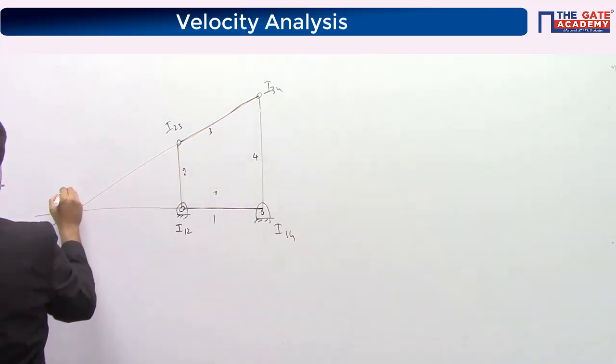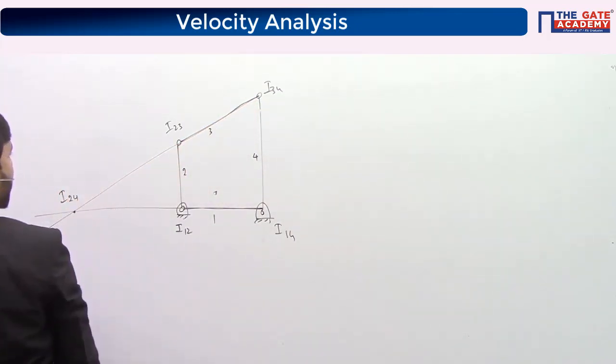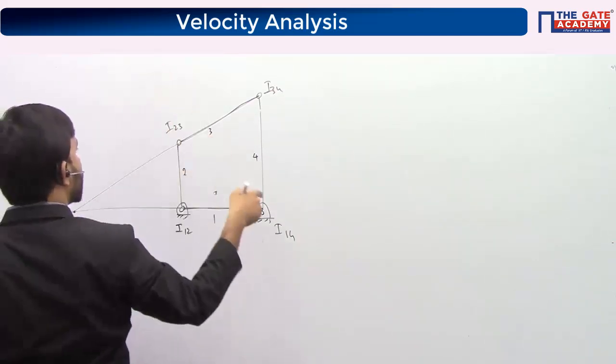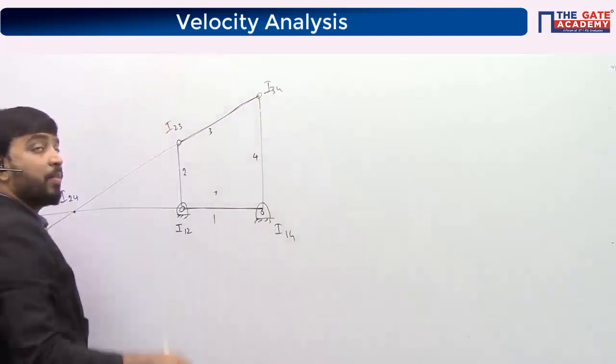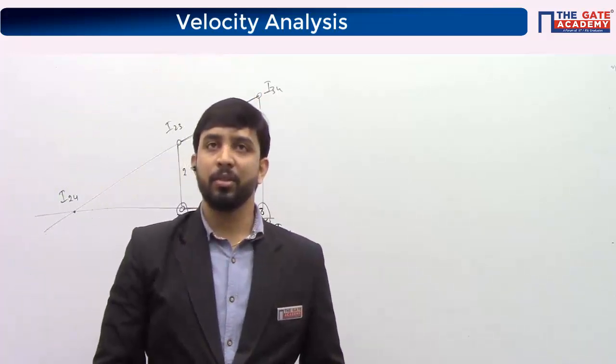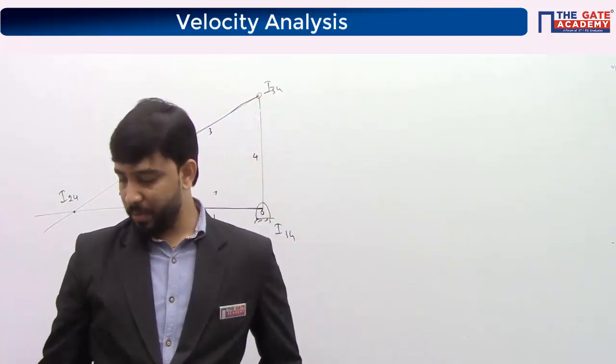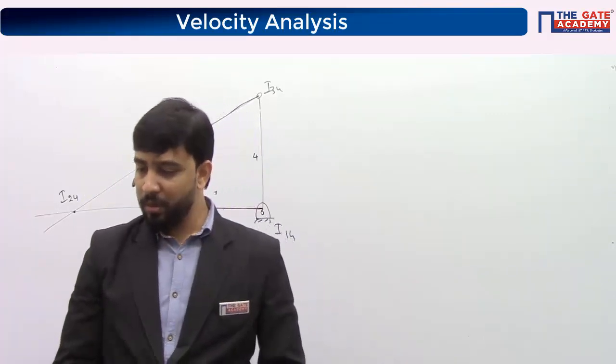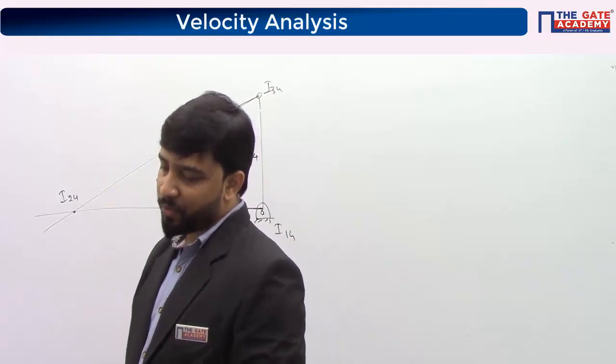So wherever these 2 lines intersect, that gives you I24. This is I24. And if you try to look at I13, you draw a line passing through these 2 and you draw a line passing through these 2. I13 lies at infinity, okay? So I13 lies at infinity. So I24 lies there.